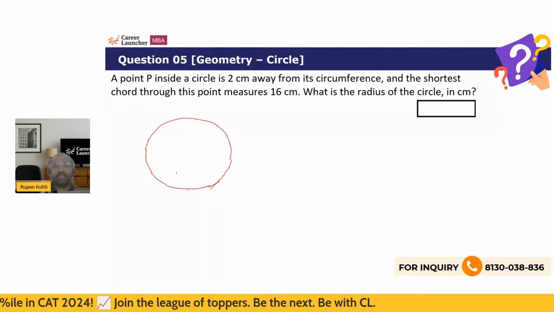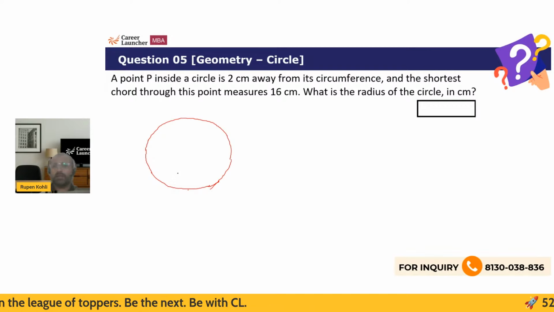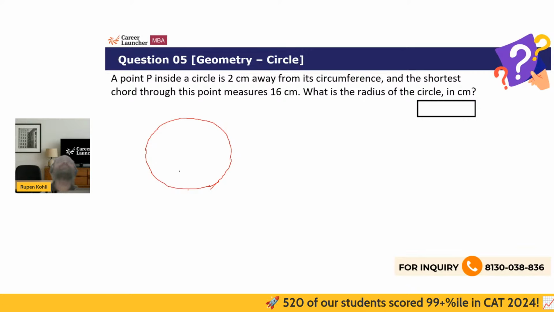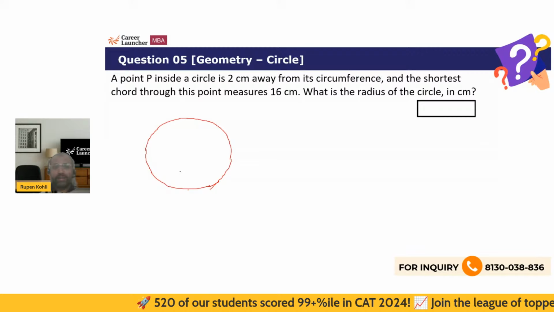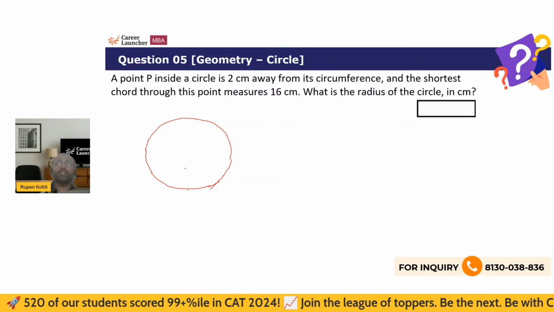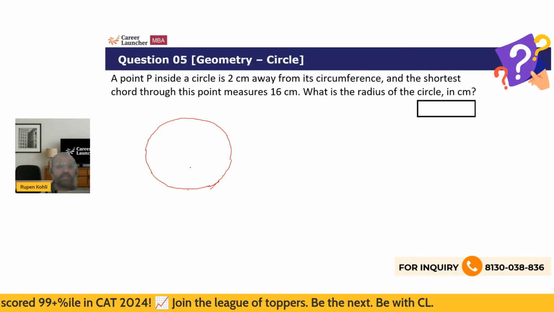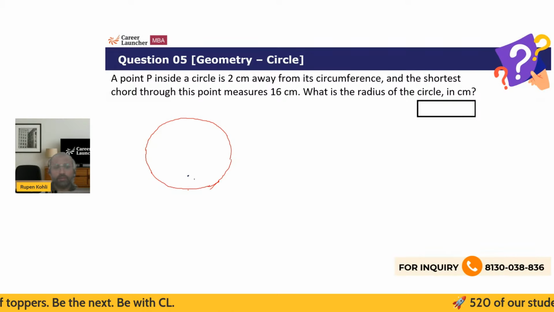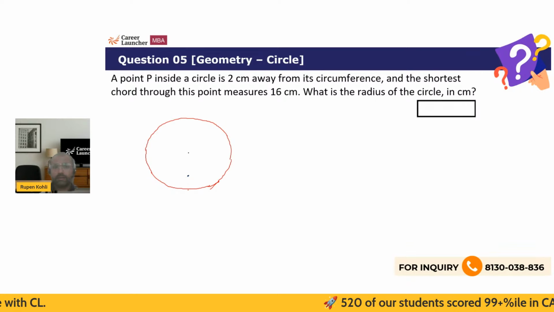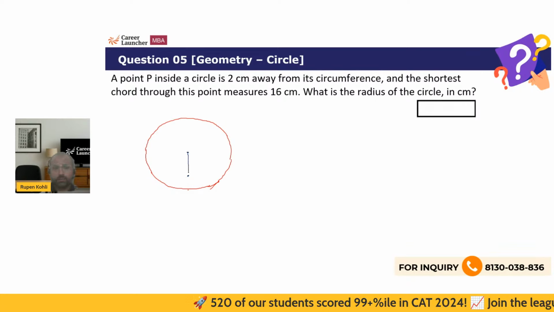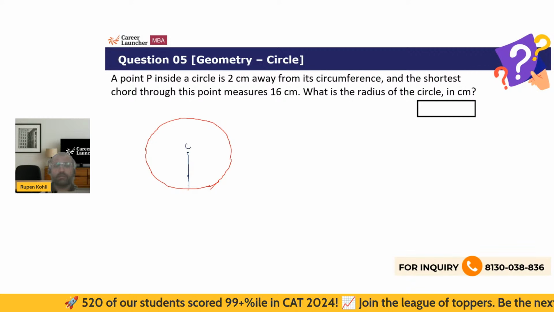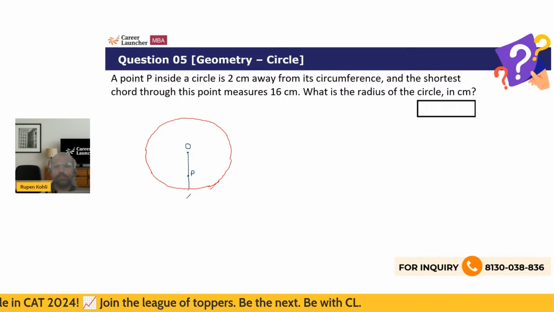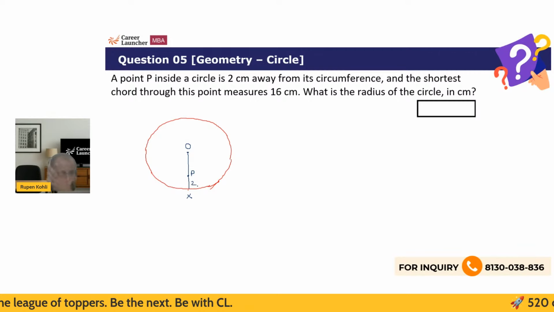A point P inside a circle is 2 centimeters away from its circumference, and the shortest chord through this point measures 16 centimeters. So the distance of a point from a circle is measured along the radial line, which means that if there is a point P over here somewhere, then the shortest distance to the circle's circumference is along the line from the center of the circle to this point and then extended further. So if this is the circle's center O, and this is the point P, and if this OP is extended further to meet the circle at some point X, then this PX is given as 2.